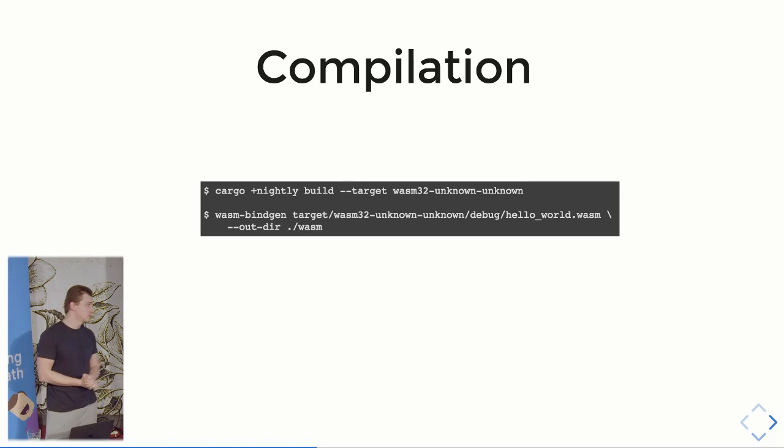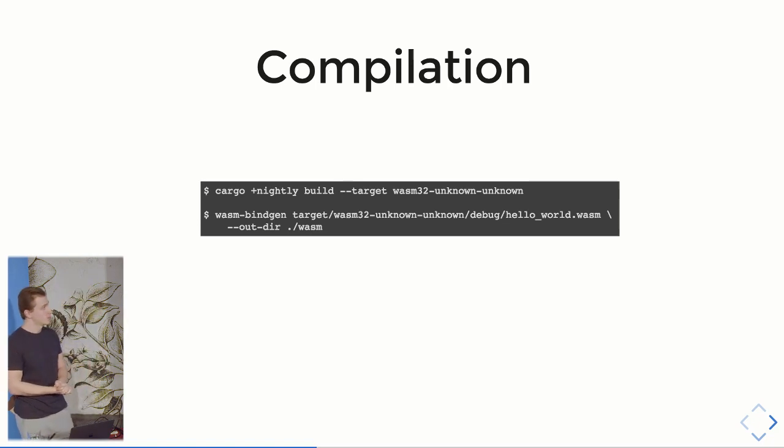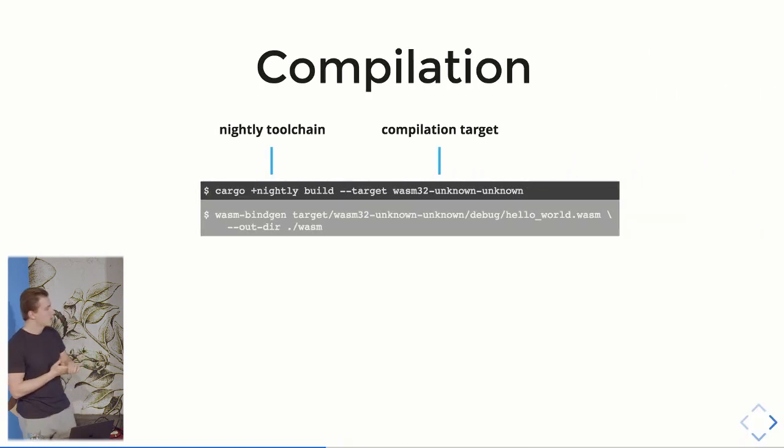Okay, the last thing that is left for us to do here is to compile our Rust code into WebAssembly. And it is done with these two commands. The first one is Cargo, which is the package manager for the Rust programming language. And what it will do, using the compilation target that is specified there, and using the nightly toolchain, is produce the hello world.wasm file.